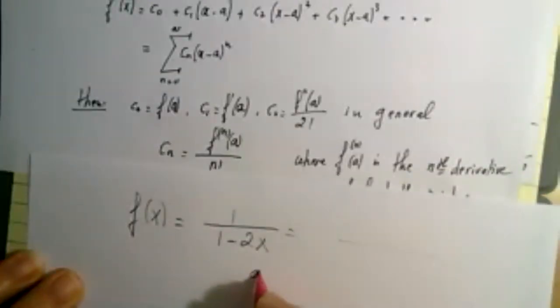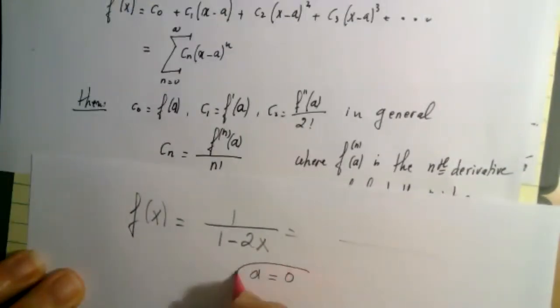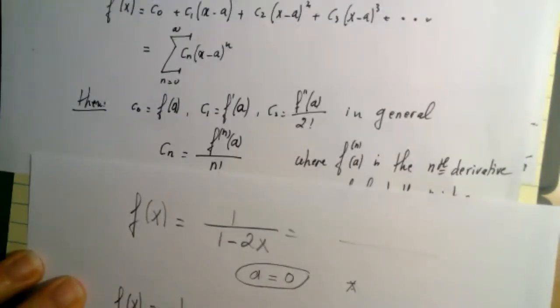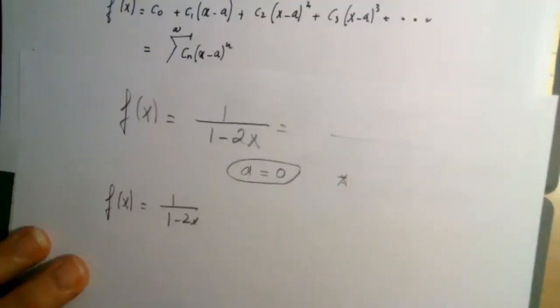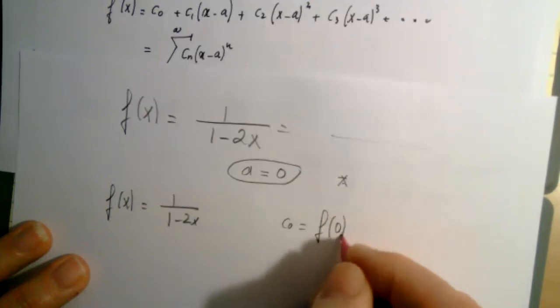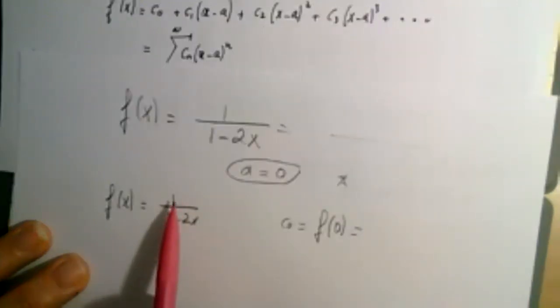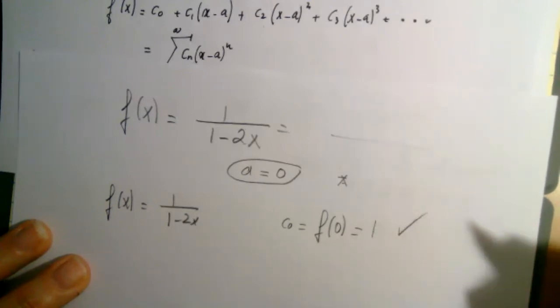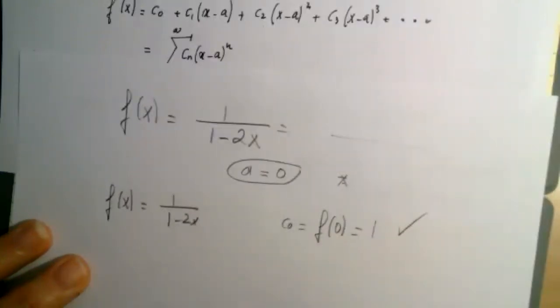So in my scenario here, because I want to write them as power series in x, it means my a is 0. So this formula tells me that C0 is the value of the function at 0. So the value of the function at 0 is equal to 1. So C0 is 1, which is what we got before.